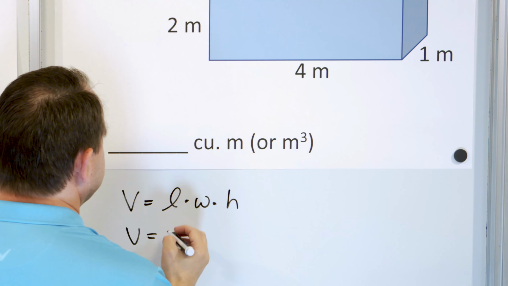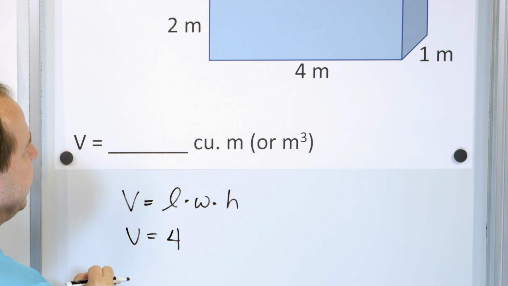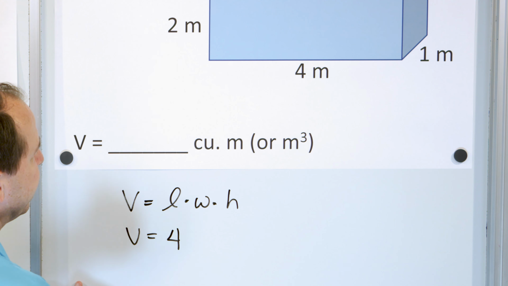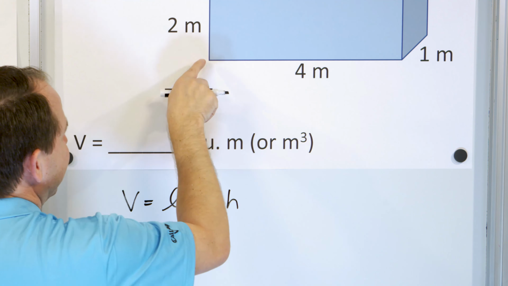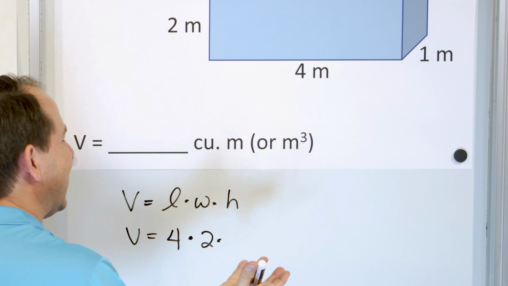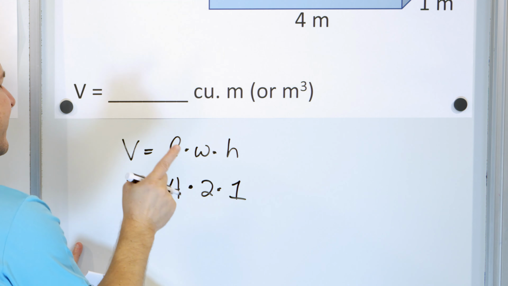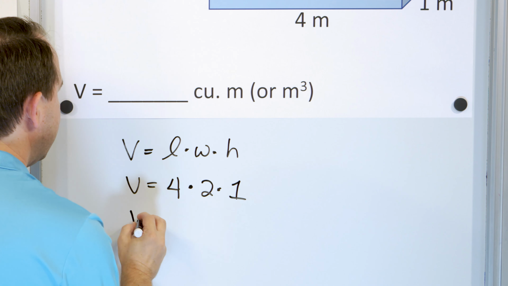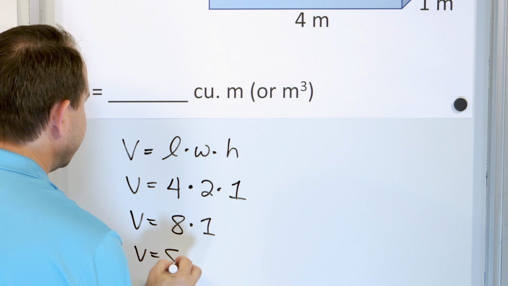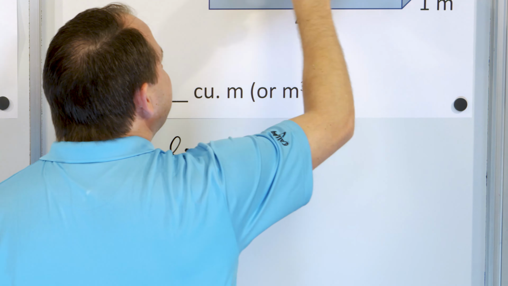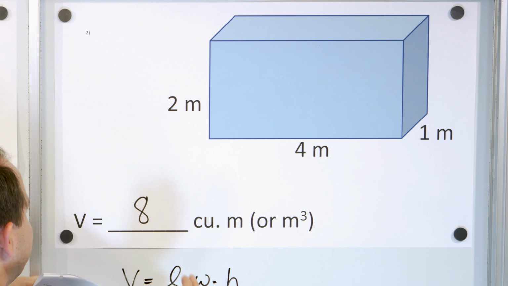The length is 4. And these numbers don't really matter which place you put them, because you're just multiplying them. They're all going to give you the same answer no matter the order in which you multiply. So 4 goes here, 2, let's say there. I guess 2 is really the height, and the depth is really, like I say, it doesn't matter what number you put where, because you're multiplying them anyway. So 4 times 2 times 1 is the same as 2 times 4 times 1, for instance. So you have 8 times 1, which is still a volume of 8. And it is meters times meters times meters, which means cubic meters. So the answer is 8 cubic meters.